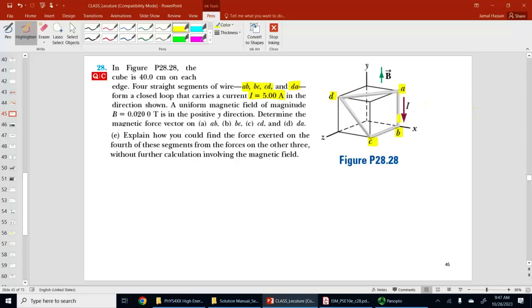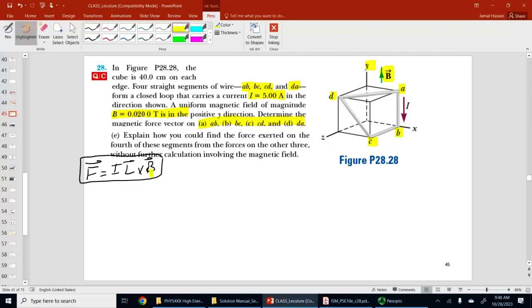So current goes from A to B, looks like clockwise. A uniform magnetic field of magnitude B is in the positive y direction. Determine the magnetic force on AB, BC, CD, and DA. I think this is just practice on this equation, F is equal to I L cross B, and of course using the right hand rule.